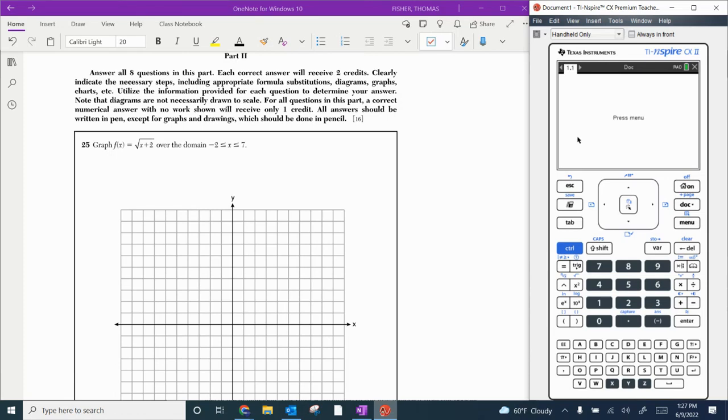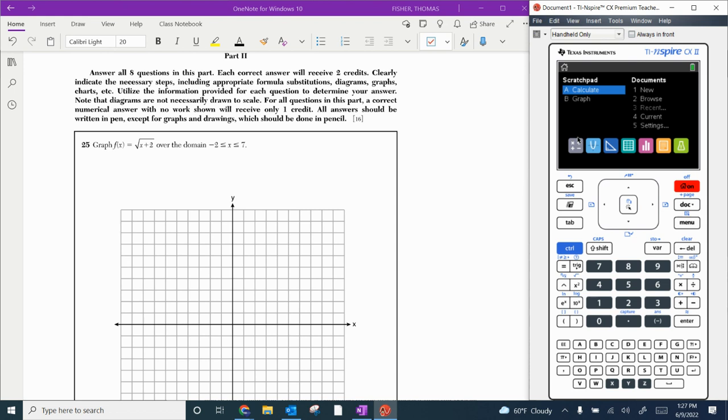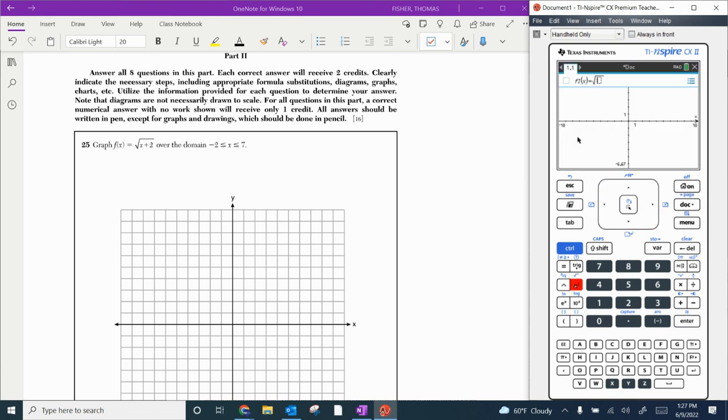So here we've got the June 2018 Algebra 1 Regents short answer. Number 25 is a graph of the square root function, x plus 2 inside the square root. So I'm going to go to my calculator. I'm going to do square root of x plus 2 inside. So this is going to be a transformation of the square root function going left 2. So x plus 2 inside.